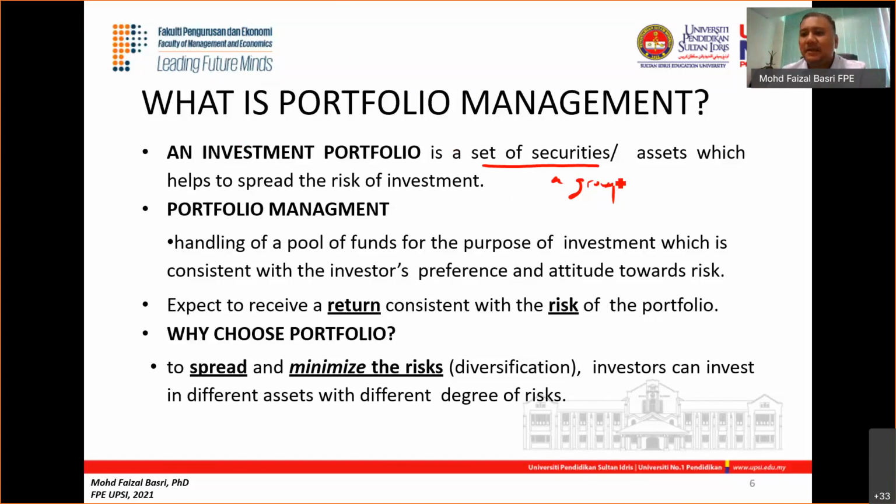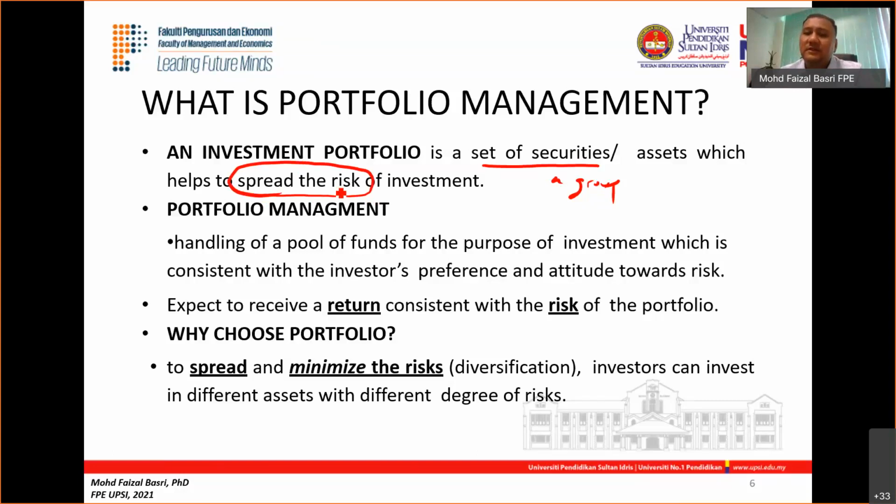Okay, you have RM100,000, you will not invest all RM100,000 in just one investment. Okay, you shouldn't do that. And how to avoid that is by having a portfolio. Portfolio tu macam like I said lah, it's a set ataupun a group of securities or assets. And the reason why we diversify these assets into groups is in order to spread the risk. Okay, the main reason is this one here. Why we do portfolio? Because we want to spread the risk.